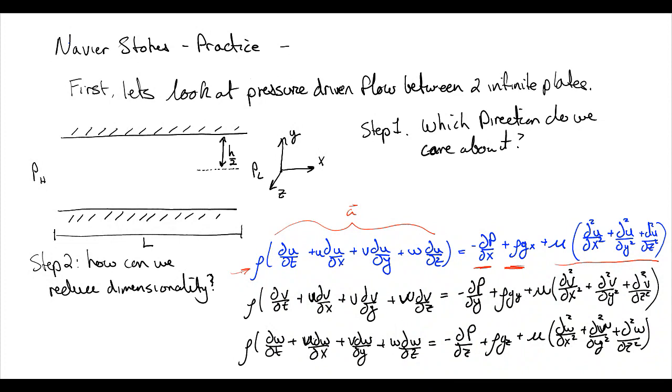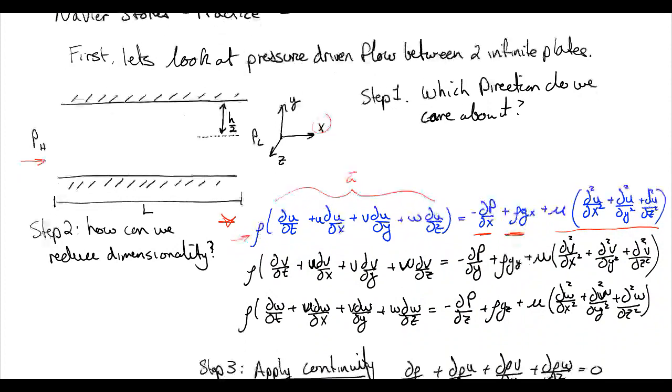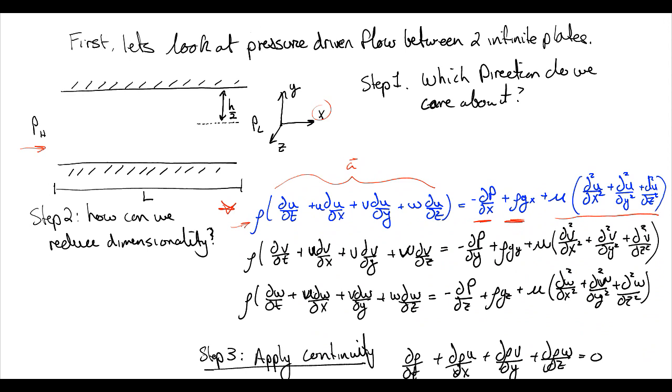So let's do this. Step one is, which direction do we care about? It's a force balance. So fundamentally, we have to look at which direction of forces we care about. We have a pressure gradient in this direction, which is the x direction, so we're probably going to care about the x direction. Good. Now let's reduce some dimensionality here. Let's write down some assumptions.